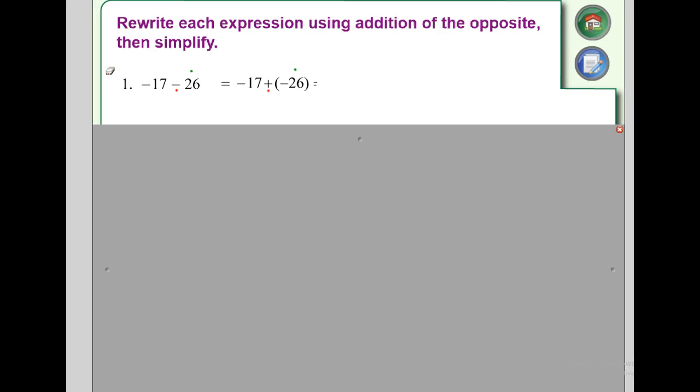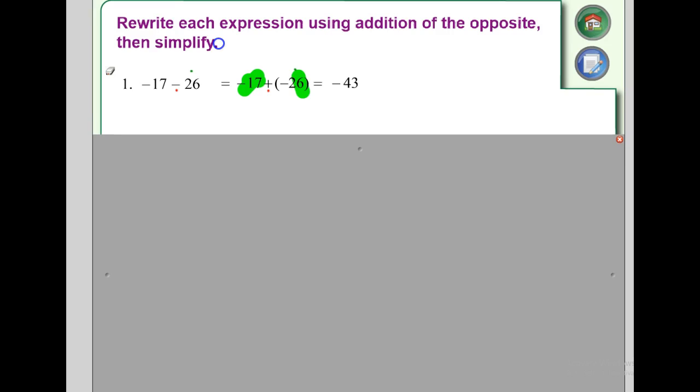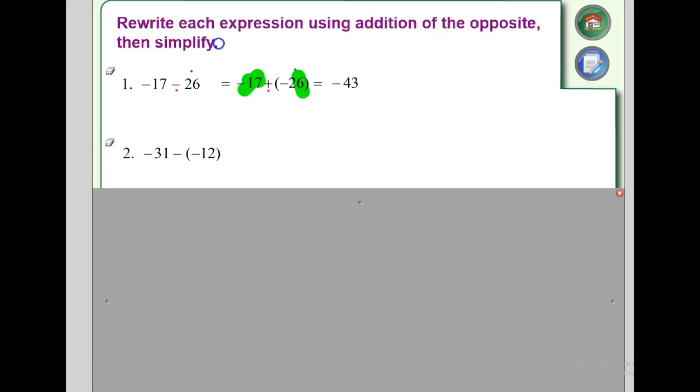So now we're back to integer rules. So let's look there. If we were doing our little highlighter method, did you notice that it's -17 and -26? They're the same sign. So guess what? My answer is -43. We add and give that sign. Nicely done. Okay, let's see what happens on our next one.